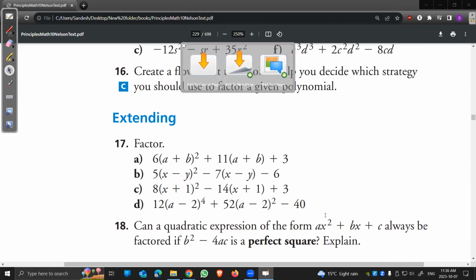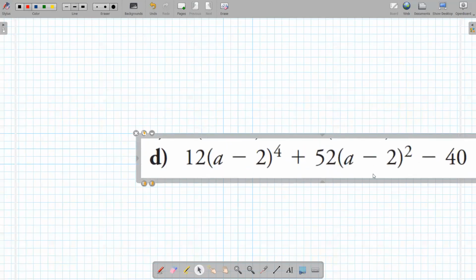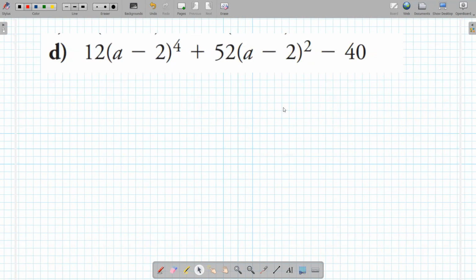Okay, we'll just do one of these. It says factor. Do we open the brackets? No. We don't open the brackets, so what do we do? The goal is to factor it. Is there something that we can pull out?